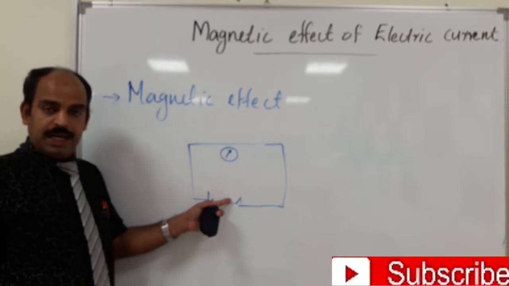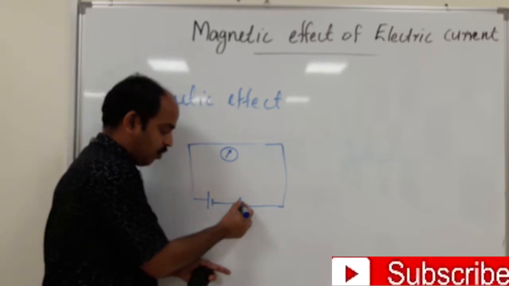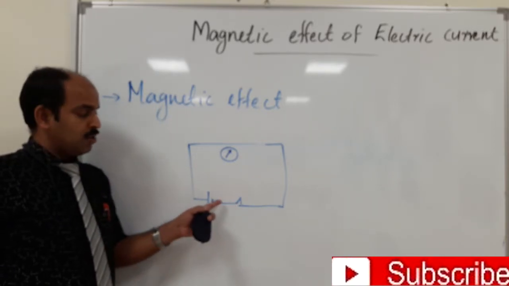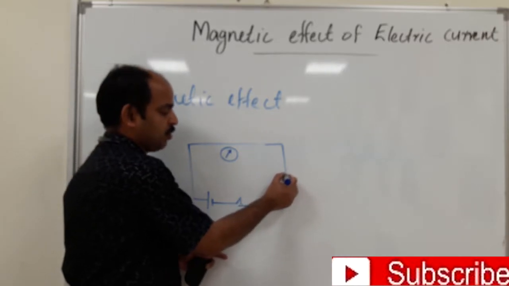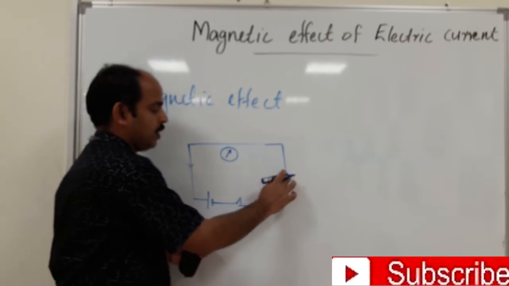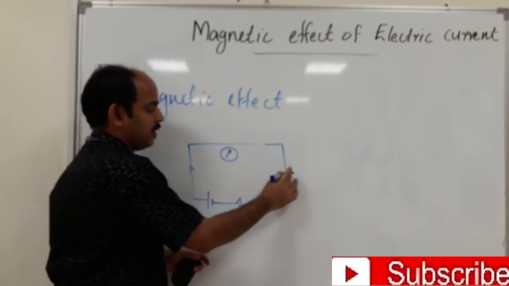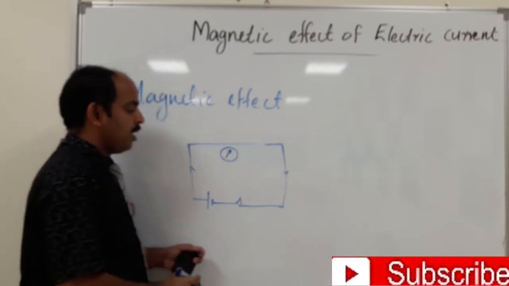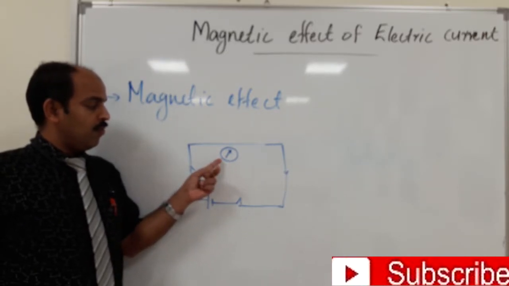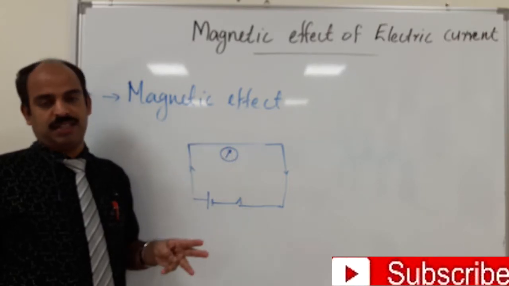Now he allowed the current to pass through this circuit. That means close the circuit, switch it on. So you can see that the current is passing through it. Now you can see that the compass needle deflected.